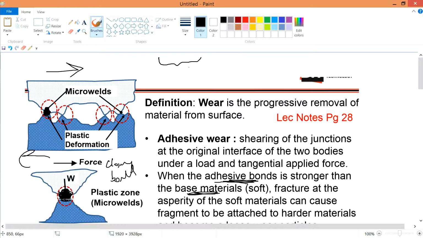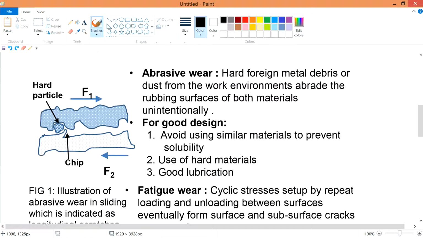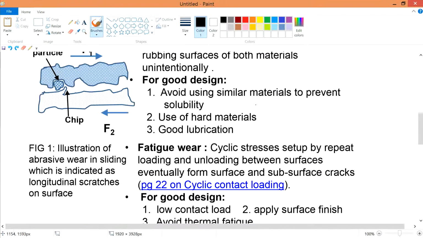So for example, they are touching each other. When you apply a force over here, this thing over here may move. Maybe I should draw properly. This thing over here may move, while this thing over here may also move. Therefore, the piece in between becomes the debris. I would believe it's this type of thing that is happening. So definitely use a hard material.